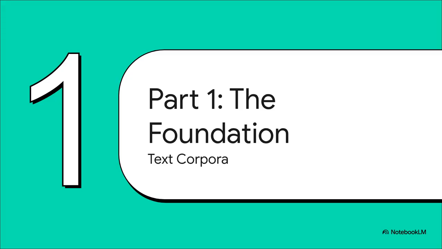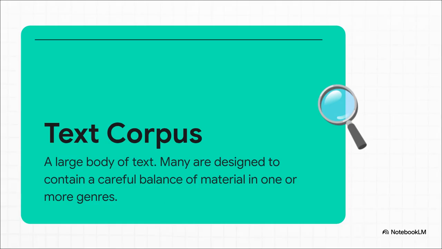All right, part one, the foundation. You can't build anything without the right raw materials. And for a language model, our raw material, well, it's data. Specifically, a massive collection of text that we call a corpus. So, what exactly is a text corpus? You might think it's just a bunch of text scraped from the internet. But it's way more than that. It's a large, structured body of text.